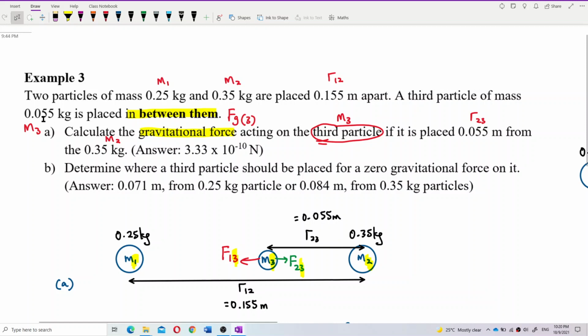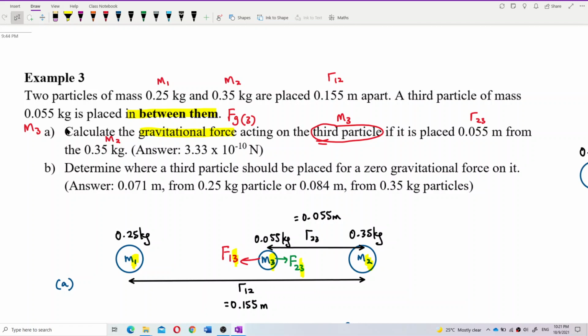Third particle of mass 0.055 kilogram. Oh, the mass is 0.055 kilogram. It's the same value as the R23. Never mind, I just want to label first over here. Mass 3 is 0.055 kilogram.